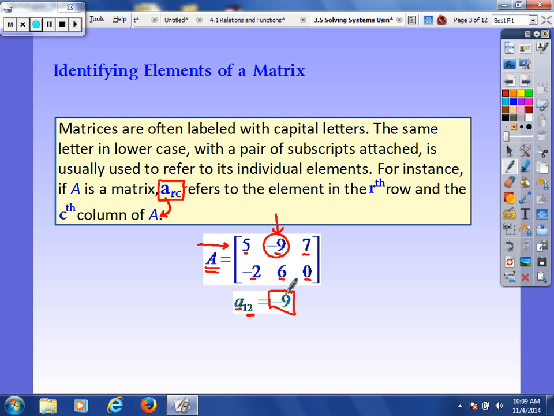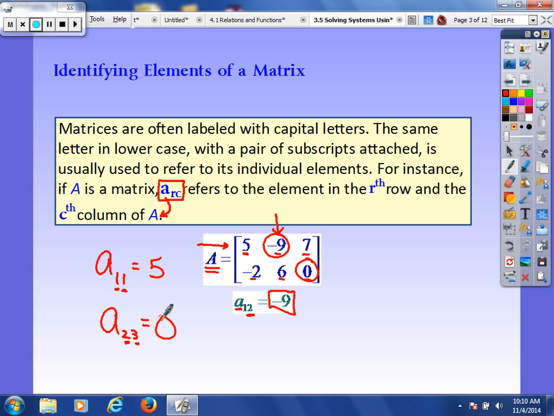I may say something like A sub 11. What is that location? Well, it's row 1, column 1, so you get 5 as your answer. Try this one, pause it, and then come back and see if you're right. How about A sub 23? Hopefully what you got was row 2, column 3. Hopefully you got the answer of 0 for that one.